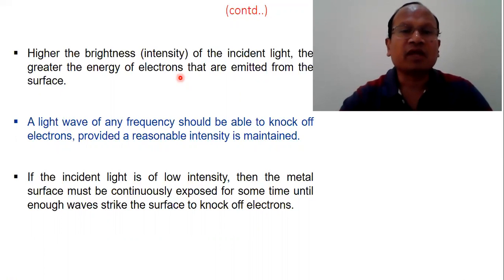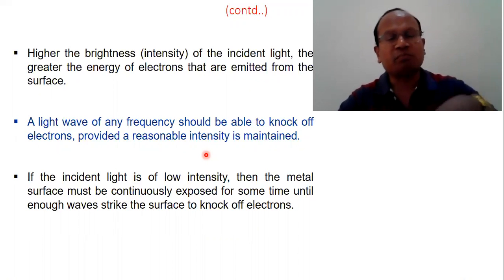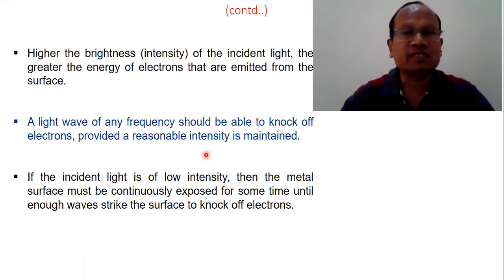Second, a light wave of a given frequency should be able to knock off electrons, provided a reasonable intensity is maintained. This is very important. If light is incident on the surface, or at the PN junction or any optical detector, there is some minimum value of intensity below which no current will result. That much light energy is required to overcome the barrier potential or some gap in the material. That energy is equivalent to the minimum light energy. So light intensity must be more than some minimum value.